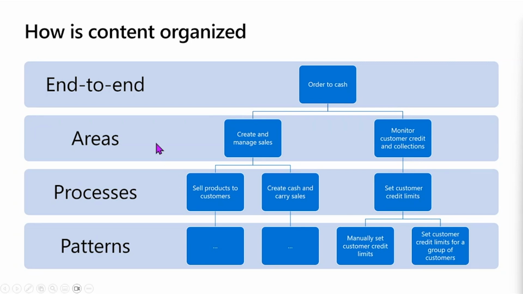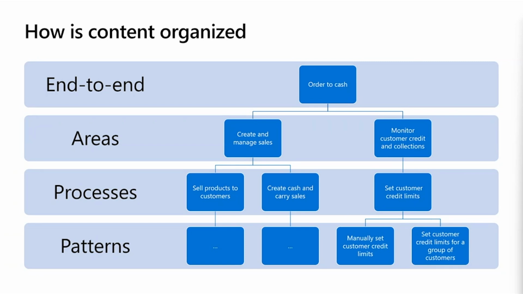When we think about the areas, what we've done is we've taken order to cash and we've broken it down into logical areas. The areas aren't an actual process themselves, but rather a collection of processes to help make the catalog easier to navigate. This is not a complete list, but as an example, we've broken it down into create and manage sales, and monitor customer credit and collections. There's other things like invoicing customers, and I don't know the exact name of it, but there's another one for payments, just as an example.